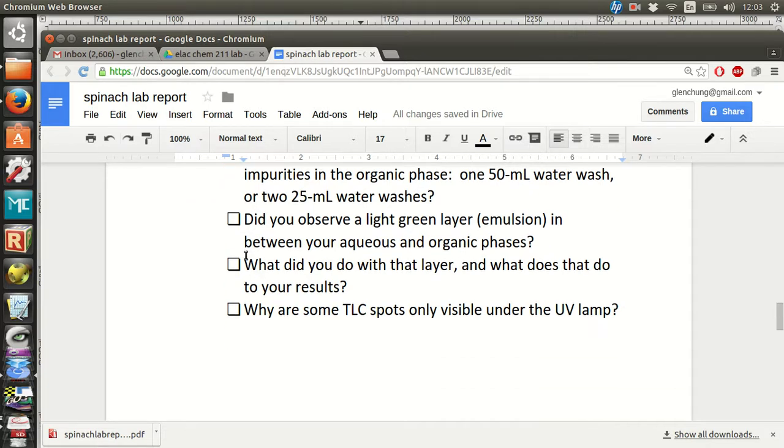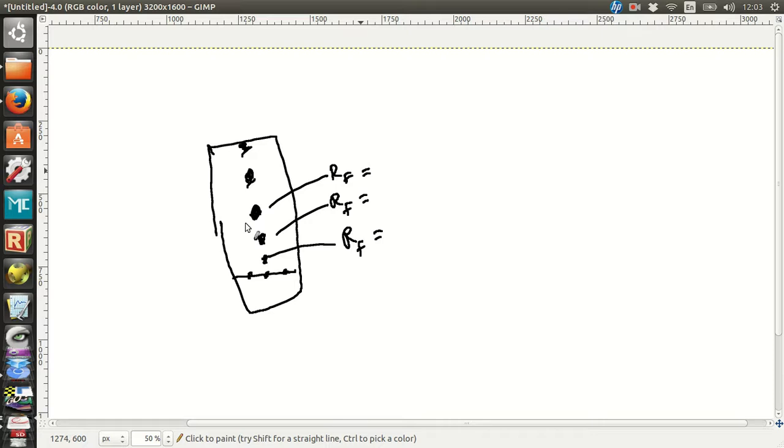And then please tell me if you observed the light green layer between your aqueous and organic phases inside the separatory funnel. So some people, because I told them, out of my ignorance, to shake very hard the separatory funnel for the water washes, some people had the organic phase, the aqueous phase, but in between they had this light green emulsion layer. What did you do with that? Did you discard that, or did you keep that? If you discarded it, what does that do to your results?